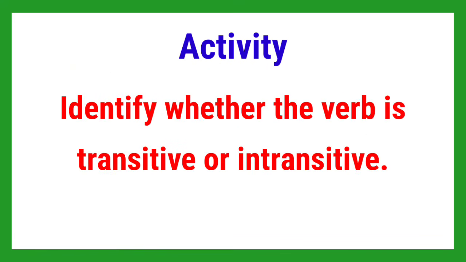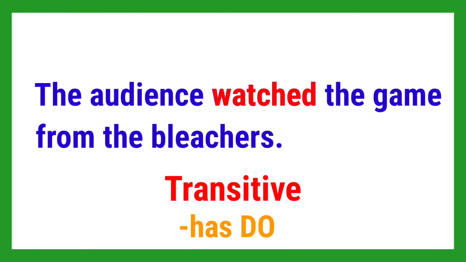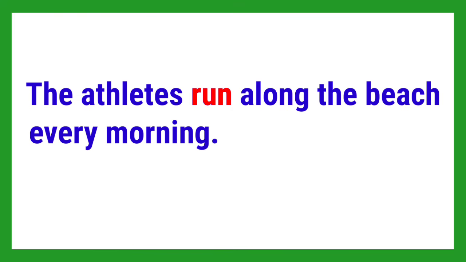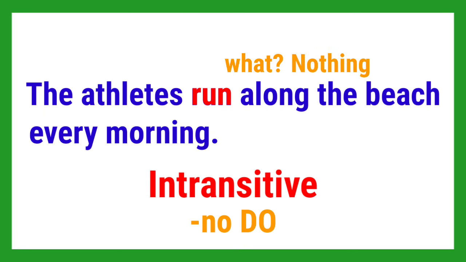Is it clear? Now let us have an activity. Identify whether the verb is transitive or intransitive. Number 1. The audience watched the game from the bleachers. The verb watched in this sentence is transitive because it has a direct object. What did the audience watch? The game. So it is the direct object. Next, the athletes run along the beach every morning. In this sentence, the verb run is intransitive. Why? It has no direct object. The athletes run what? Nothing.